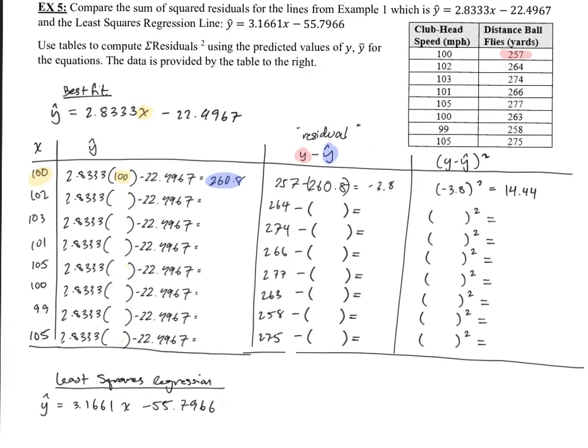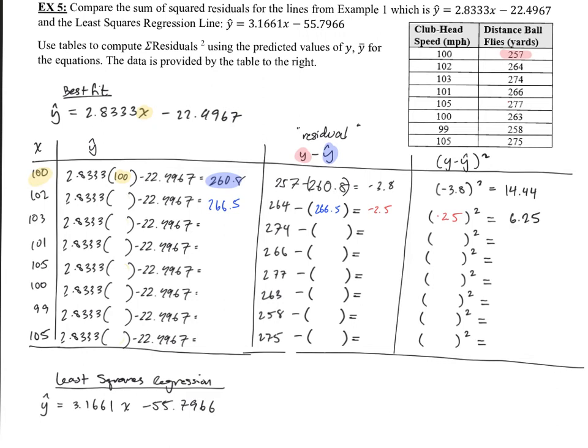Okay, so I went ahead and filled in some of the main parts. So let's write down the values we would find for each of these. All right, so for 102, this one right here, what do we get? We'll get 266.5. Plugging that in, calculating that out, we'll end up with negative 2.5, and then plugging that into there, we will end up with 6.25.